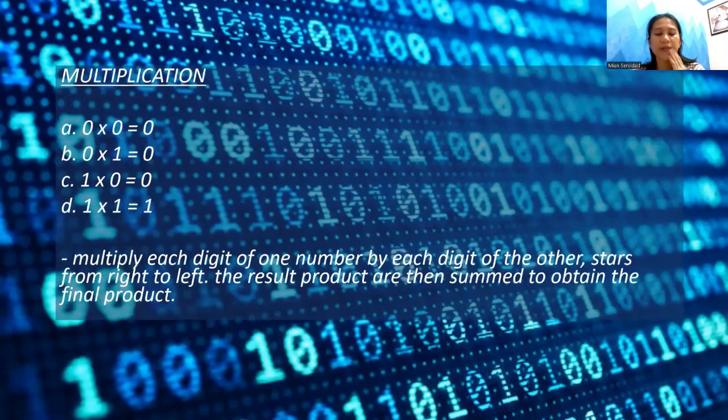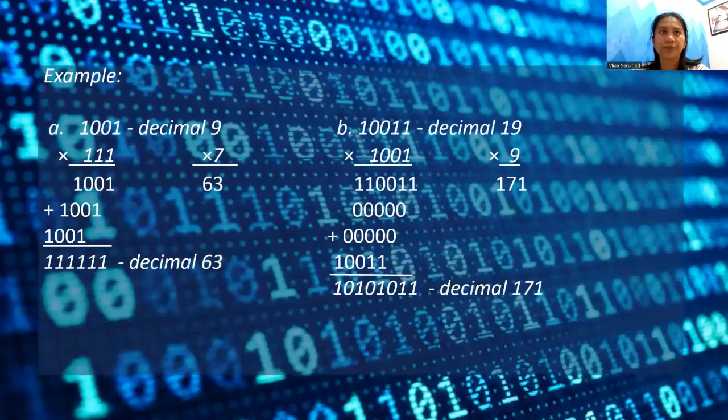Next is multiplication. Binary multiplication follows the same principles as decimal multiplication. The basic rules for binary multiplication are: 0 times 0 is equal to 0, 0 times 1 is equal to 0, 1 times 0 is equal to 0, and 1 times 1 is equal to 1. Multiply each digit of one number by each digit of the other, starting from right to left. The resulting products are then summed to obtain the final product.